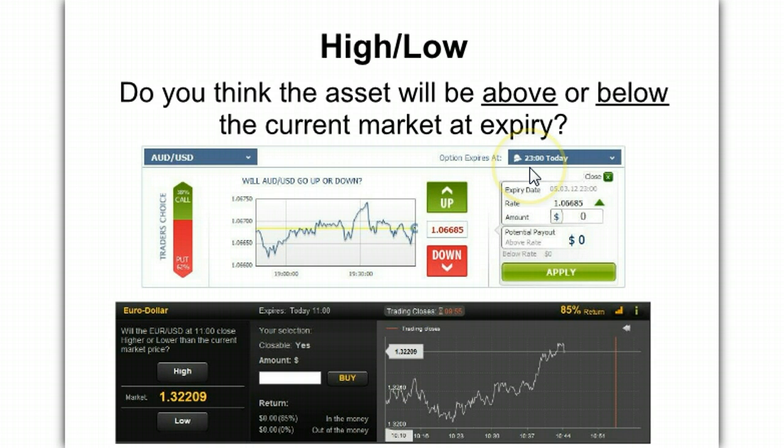In this screenshot, this is a screenshot of the 24 Options platform. This is your expiry time. This is your market price. Do you think the market price will be higher or lower than it currently is at the time of expiry? Simple as that.